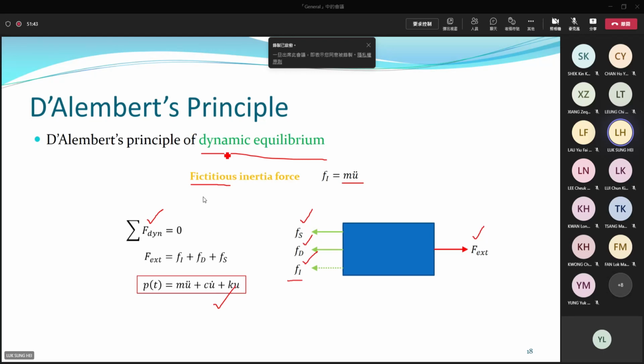Normally, I use Newton's second law. But sometimes d'Alembert's principle may be slightly easier to understand because it utilizes something like equilibrium. But you have to introduce this inertial force. Otherwise, there will be some problems.